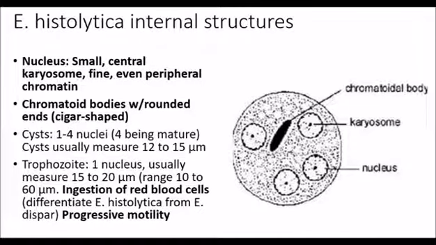Cysts will have between 1 and 4 nuclei, a mature cyst having 4. The cysts usually measure about 12 to 15 microns. The trophozoite is only going to have one nucleus, usually measuring about 15 to 20 microns, but it can have a much wider range. If you do see the ingestion of red blood cells, this can be used to differentiate E. histolytica from E. dispar. The trophozoites of E. histolytica have a progressive motility.